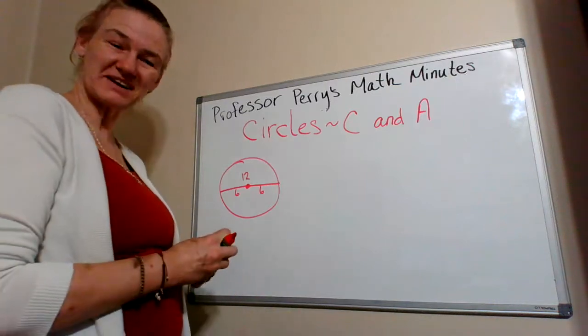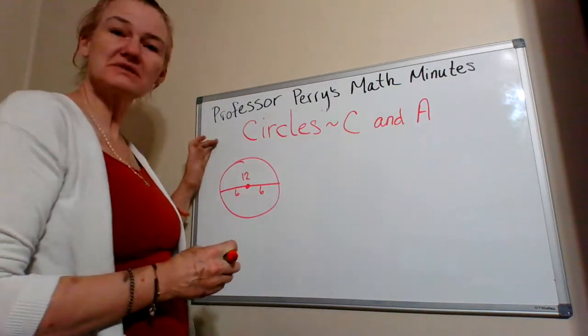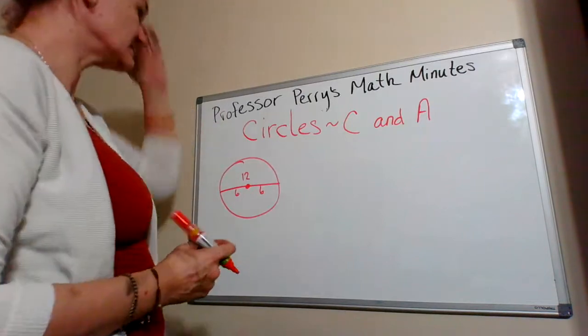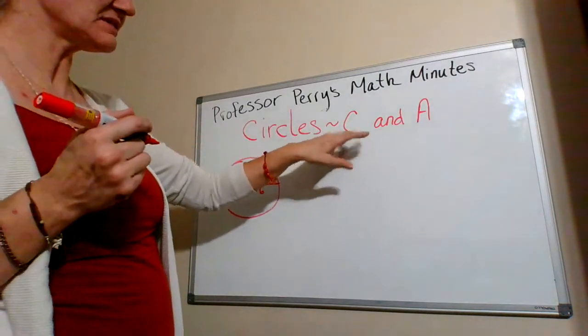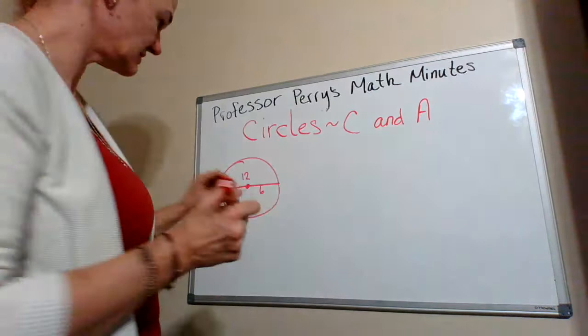Hi, this is Misty Perry, and we're doing the first part of circles in this one. I'm going to find circumference and area, okay?